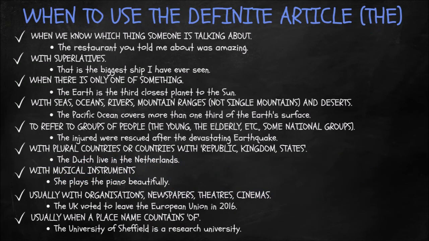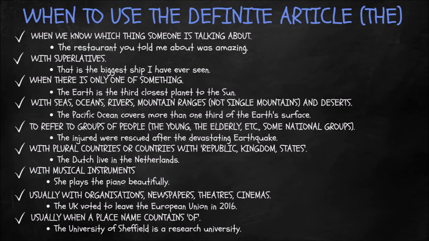Now let's turn to the next slide, and as you can see, there are a lot more rules in terms of how you should use the definite article the. So the first point is when we know which thing someone is talking about, and we touched on this last week when we were doing the first lesson on articles. So if we already know the thing that somebody is talking about, maybe we talked about it last week or it's just been mentioned, now we can start to use the. The restaurant you told me about was amazing. Yeah, this is a specific restaurant, the restaurant that you already told me about.